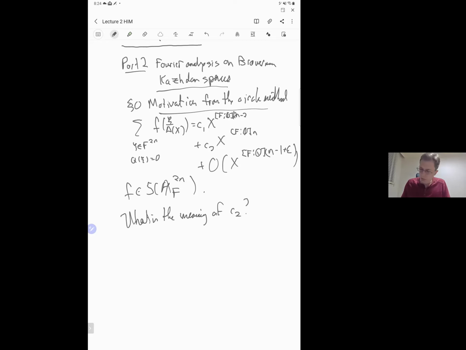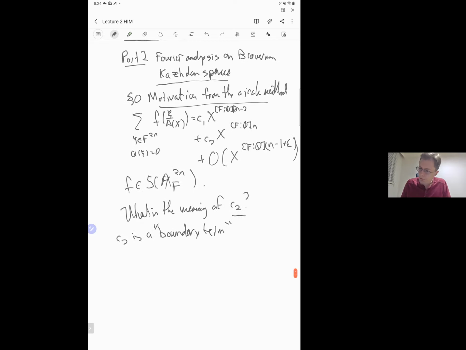I want to think about this, and I want to make the argument that C2 is a boundary term. I'm not going to be very precise about this, but let me give you some flavor. So let's look at F^n. F^n contains 2 GL_n(F) orbits, namely 0 and everything that's not 0.